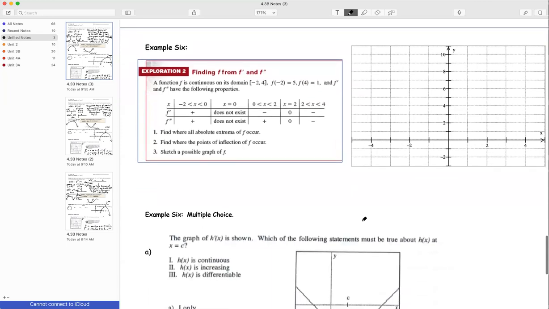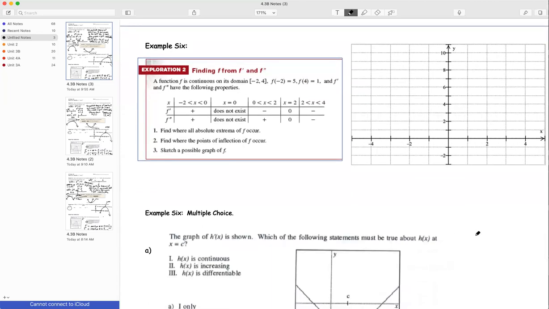Here we go. Finding f from f prime and f double prime. A function f is continuous on its domain of -2 to 4. And then they give me some information, and then they give me a chart. And number 1 says, find where all absolute extrema occur. Okay, so to find the absolute extrema, I need to check the critical points and the endpoints.